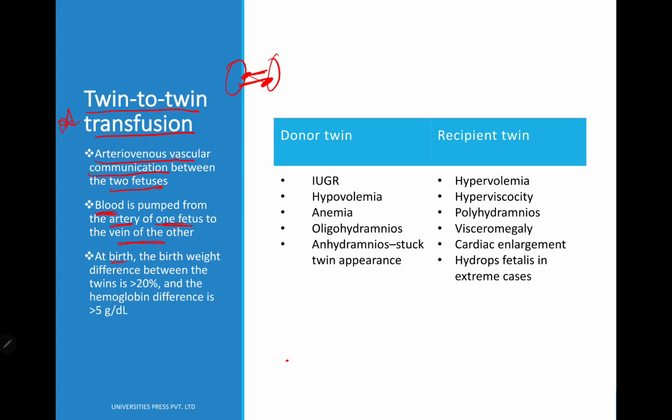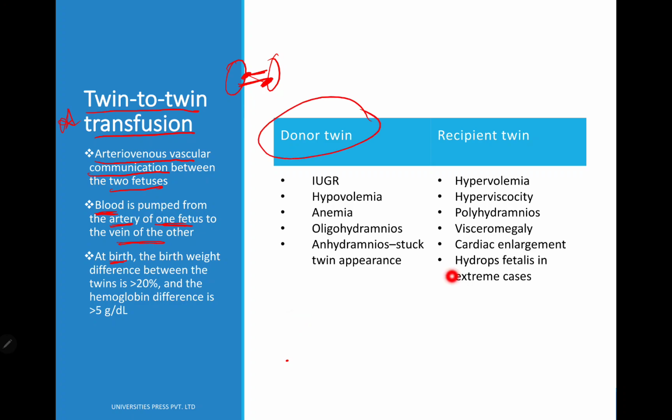At birth, the birth weight difference between the twins is greater than 20% and the hemoglobin difference is greater than 5 gram per dl. This is very, very important. So there is this concept.